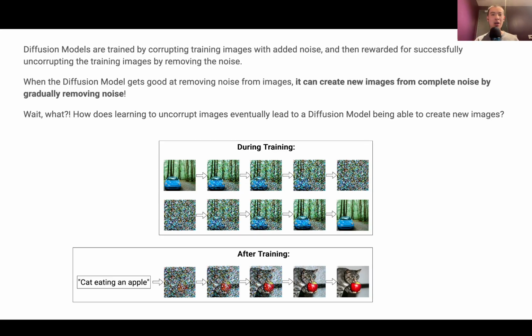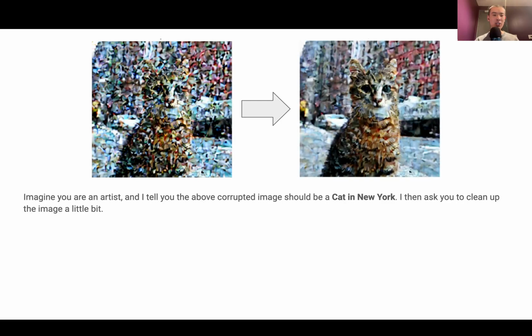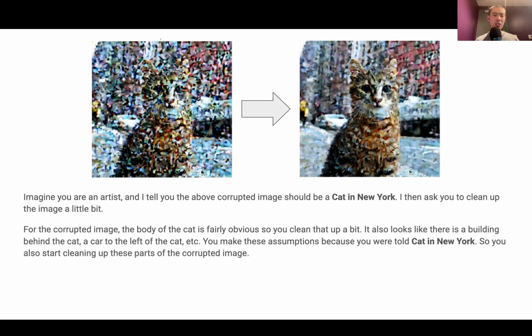So here's a way I like to think about it. Imagine you are an artist, and I tell you the image right here, the corrupted image, should be a cat in New York. I then ask you to clean up the image a little bit. Not a lot, just a little bit. For the corrupted image, the body of the cat is fairly obvious, so you clean that up a bit. It also looks like there's a building behind the cat, a car to the left of the cat, etc. You make these assumptions because you were told cat in New York. So you also start cleaning up these parts of the corrupted image. And this is what diffusion models are basically doing to create new images.